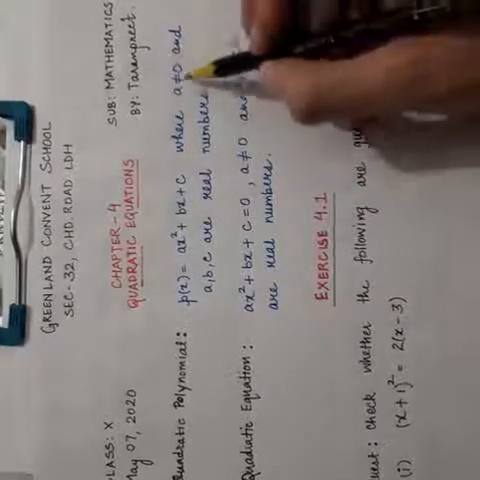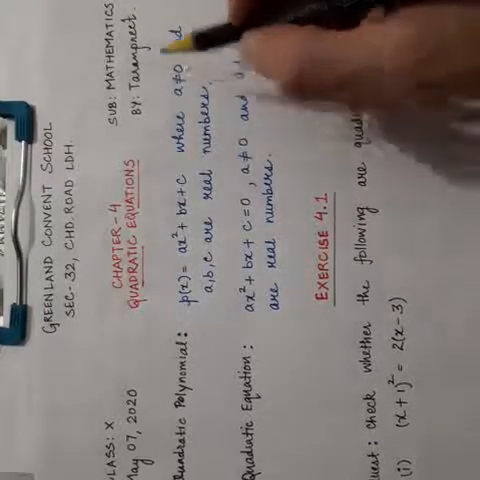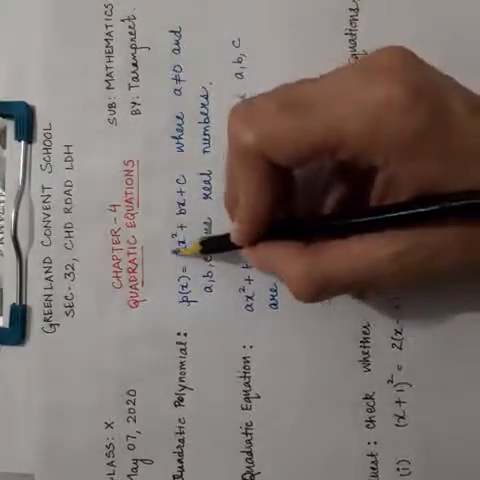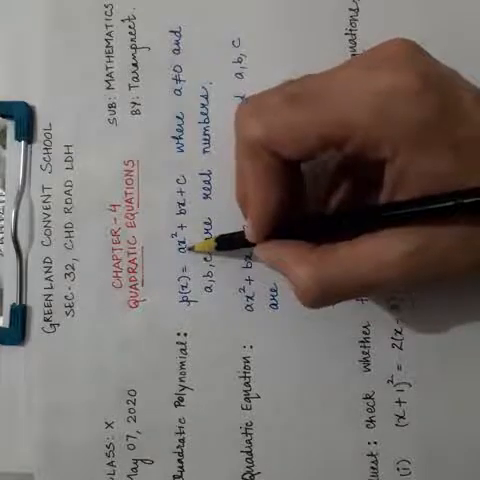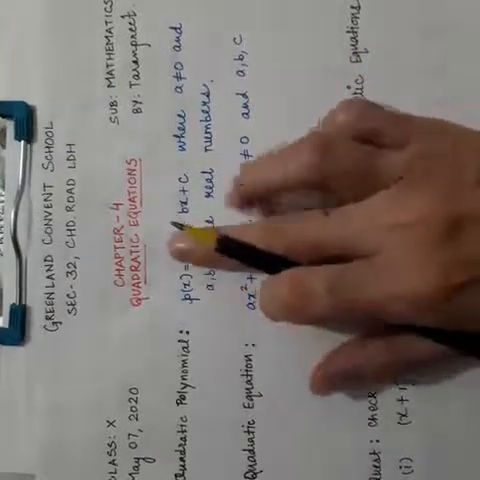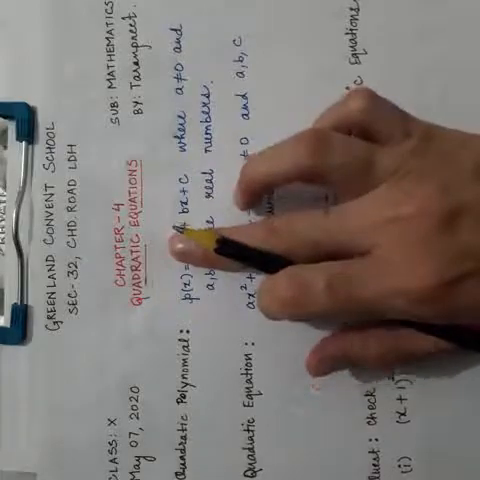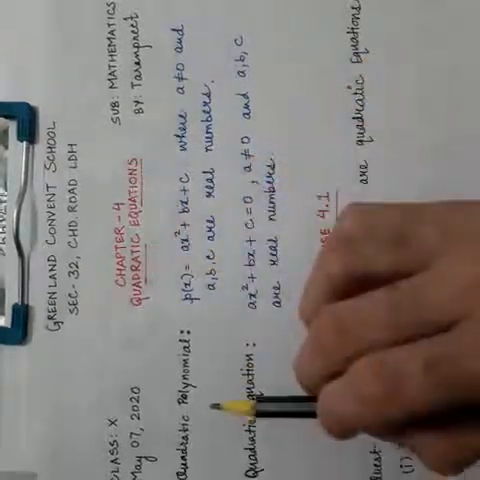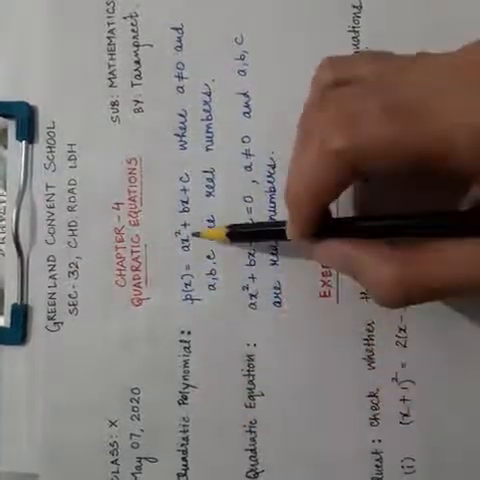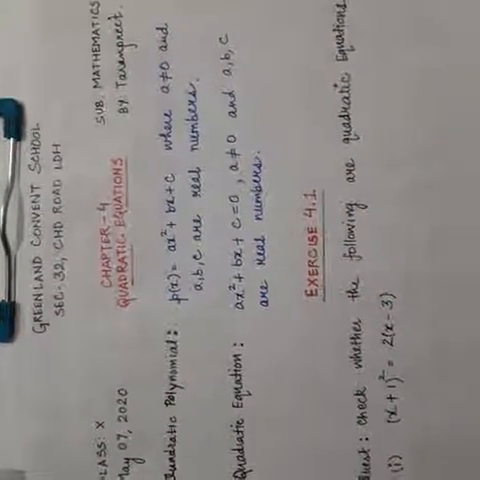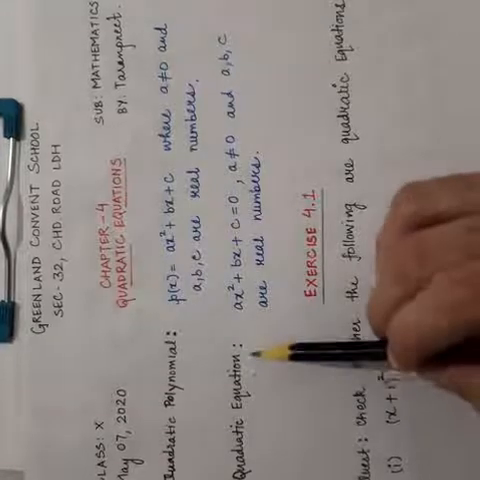And why am I saying a is not equal to 0? Because if a is taken to be 0, this term vanishes. And if this term vanishes, the remaining polynomial will be a linear one. So just because we are talking about the quadratic polynomial, a cannot be equal to 0. And now in this chapter, we are going to study quadratic equations.